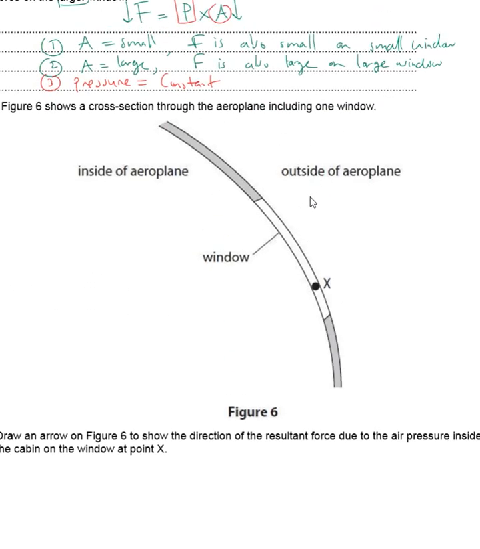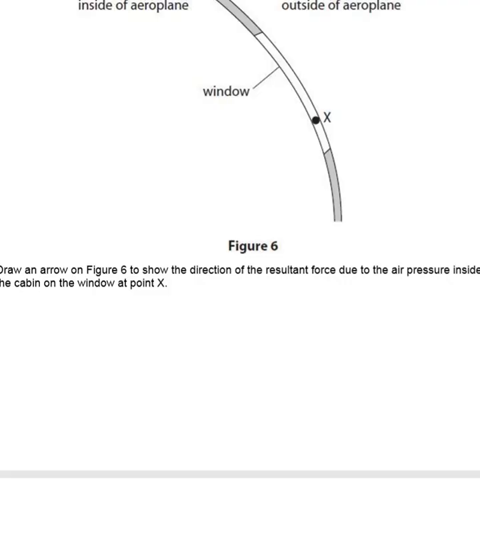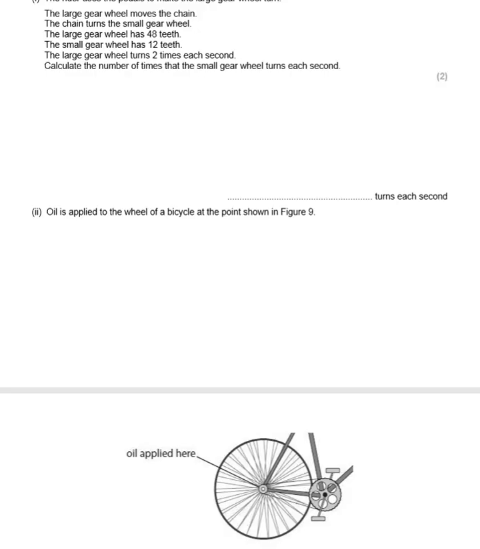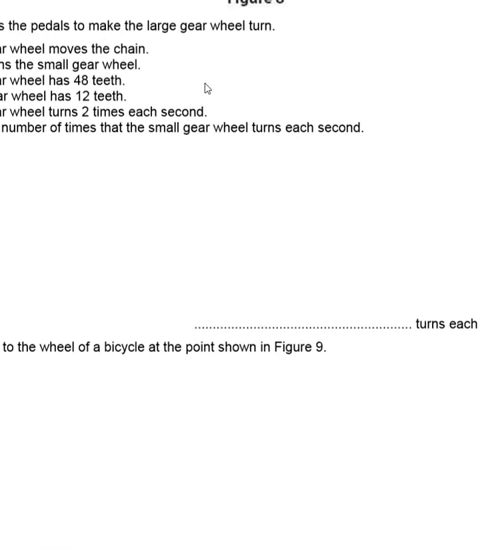Now here, you need to draw an arrow outwards, 90 degrees. And this is the resultant. Now, we need to show this one at X, and we need to show it is 90 degrees to the surface. That's 2 points. This one was fine.